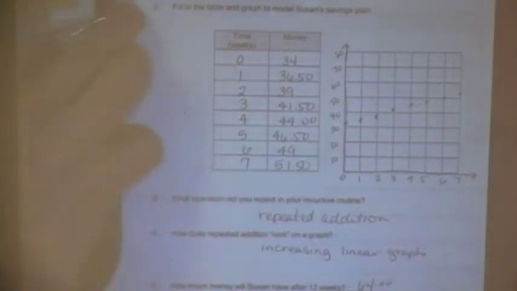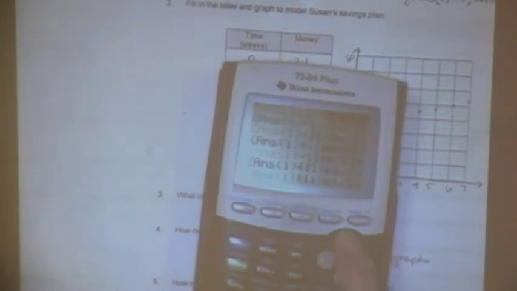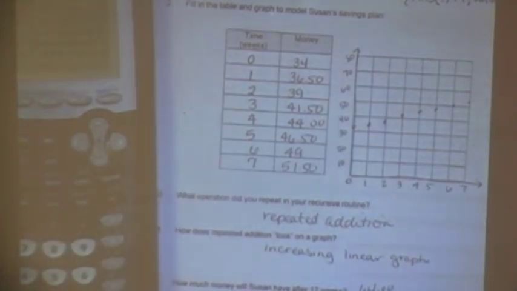All right, then it starts asking me some questions about the weeks. Week 12: $64. Week 50. In case you did not know this on your calculator, I need to go back to when she had 51.50. You can just arrow up. That was in week 7. If she needs $100, how long does she need to save? 27 weeks? After 21 weeks, how much money does Susan have? $86.50.